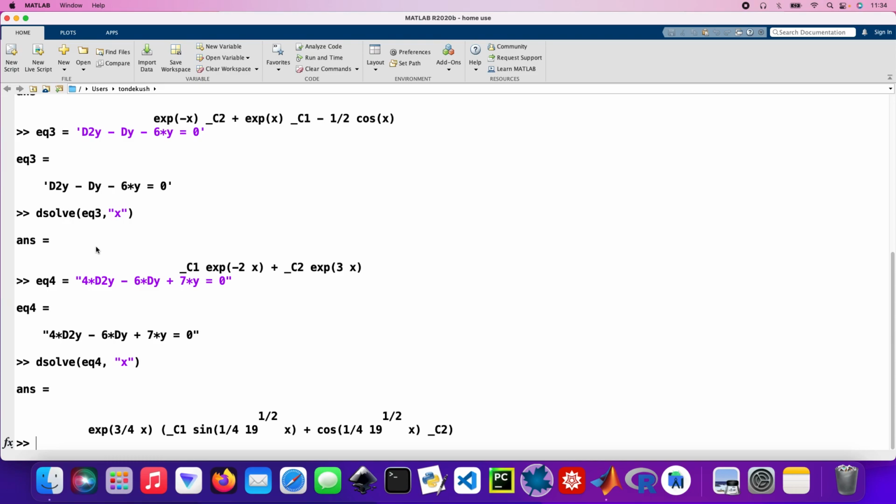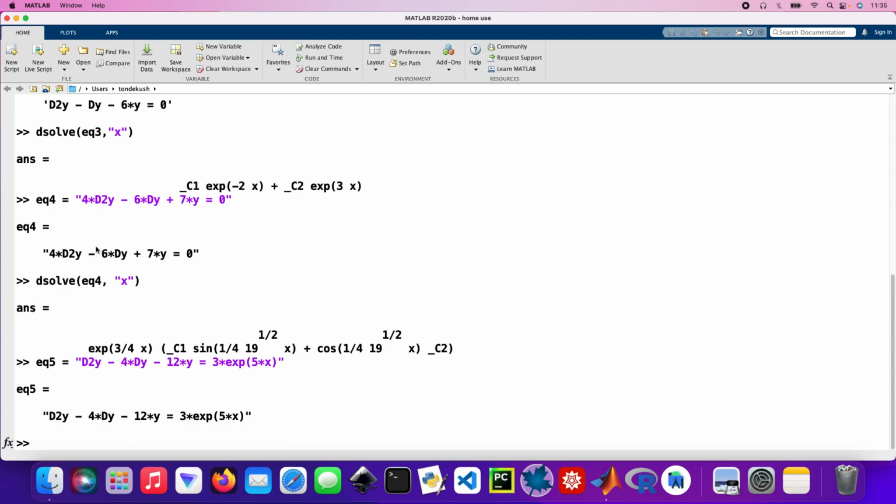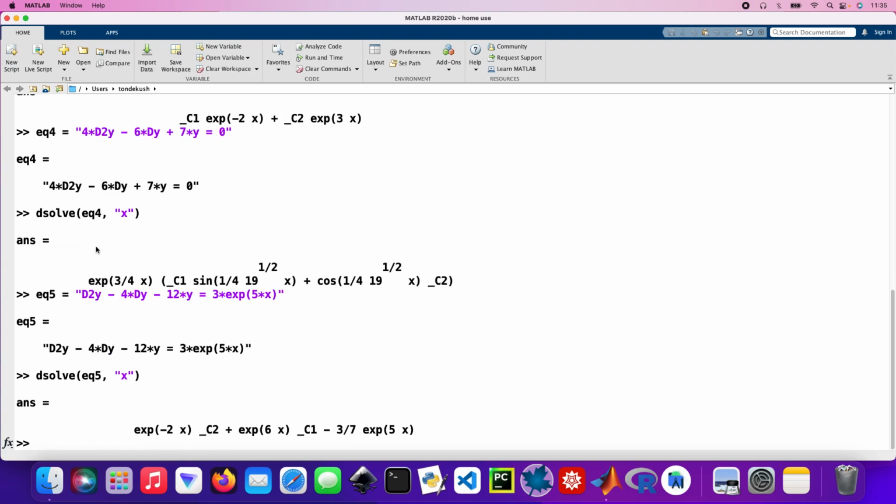Then on to the next one, equation 5: D2y minus 4 times Dy minus 12y equals 3 times exponential 5 times x. Then dsolve equation 5, and x is our independent variable. Yeah, so there we are.